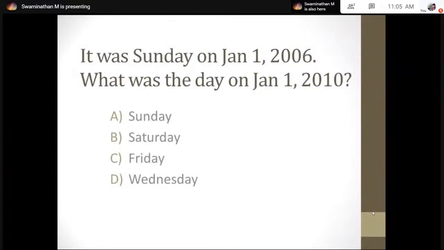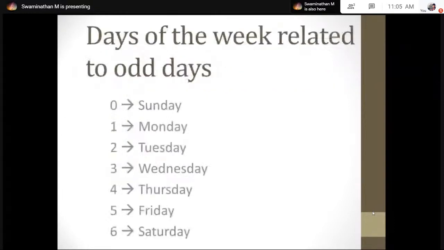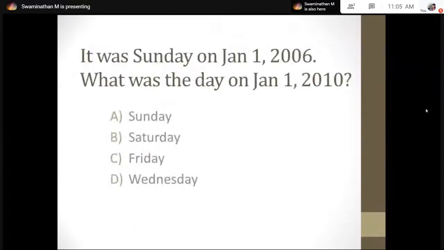Now we can see a few questions on calendars. There are several types of problems. The first kind is this: a particular date is given and the day is also given, and you have to find the day on some other date. For example: it was Sunday on Jan 1, 2006. What was the day on Jan 1, 2010?